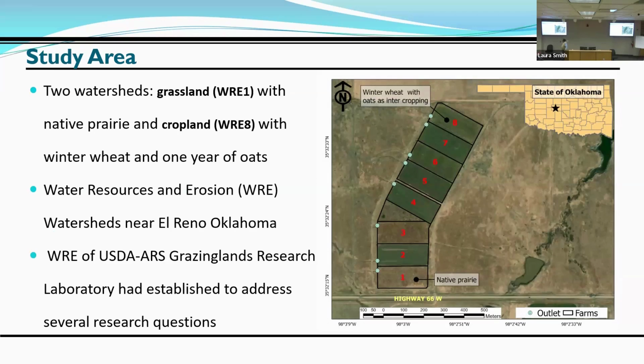Among 8 watersheds, we tested our protocol on small watersheds: WRE1, grassland with native prairie, and WRE8, cropland with winter wheat and one year of wheat. These are within the Water Resource Erosion (WRE) watersheds of the USDA ARS Grazing Lands Research Laboratory near El Reno, Oklahoma. The laboratory has been handling several research questions since its establishment.